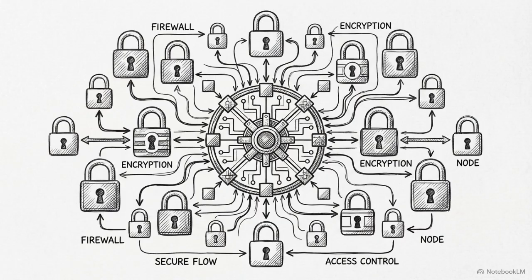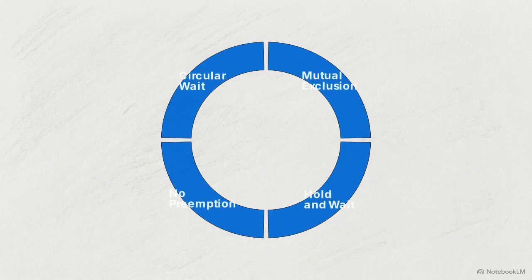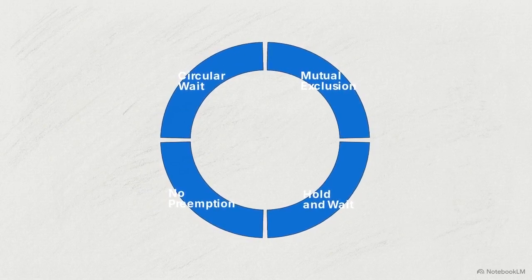Let's look at deadlock prevention. This is a strict architectural strategy, dictating that at least one of the 4 required conditions for a deadlock must never occur. This diagram illustrates those 4 mandatory conditions, forming a closed loop: mutual exclusion, hold and wait, no preemption, and circular wait. Break one and a deadlock is impossible.